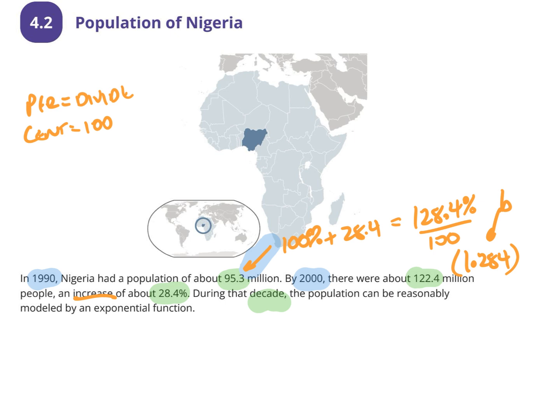So if we say the population as a function of time is 95.3 times 1.284, because we must be bigger than 1. The reason why we add 28.4% to 100% is because we must be bigger than 1 to grow. And then our T stands for 10 years.